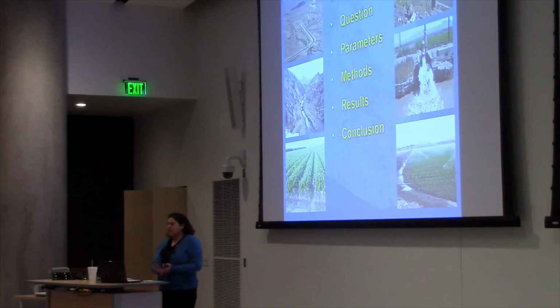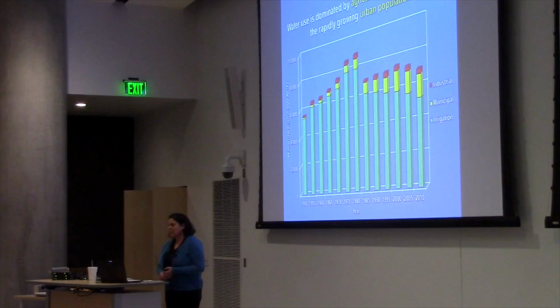So within the study, I have the question, how are we going to estimate the water use, the parameters, the methods that were used, the results, and my conclusion. So the focus is irrigation because, as you can see, it is the largest user of water in Arizona. It's followed by the municipal population, but irrigation is by far the largest user. So how are we going to estimate it?